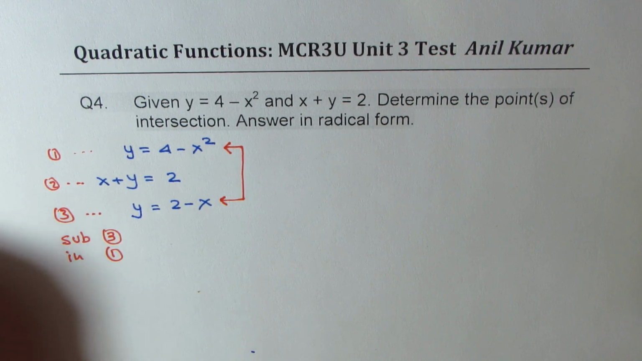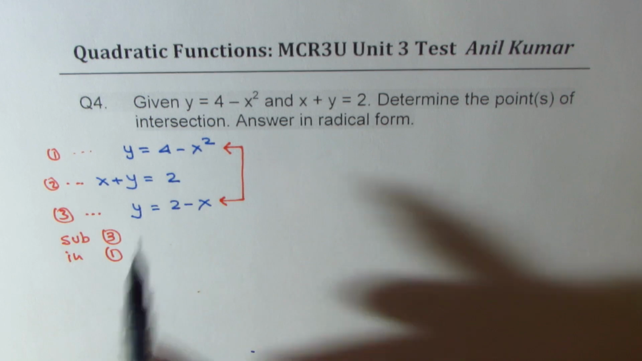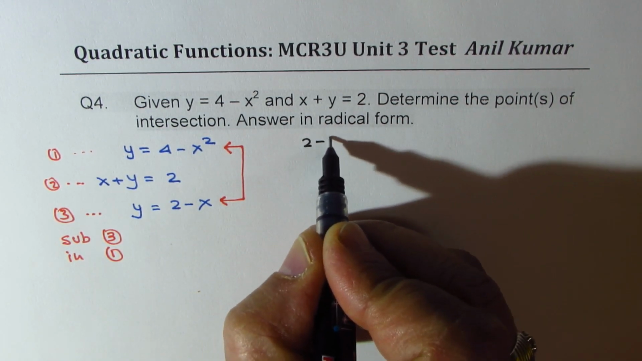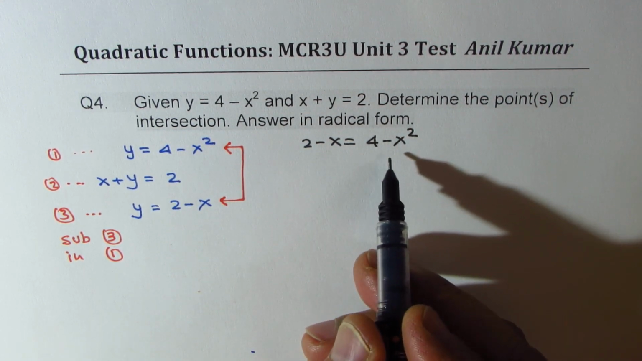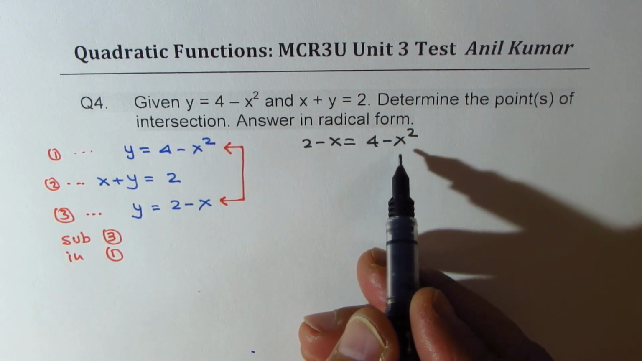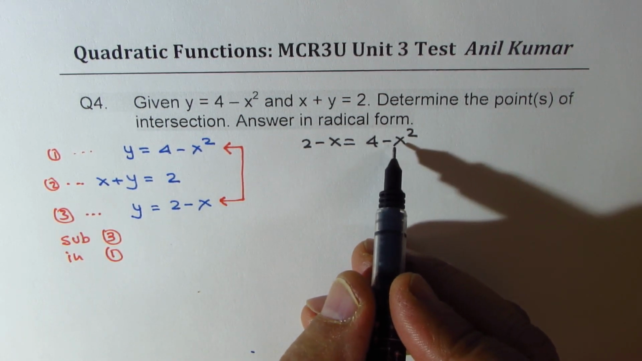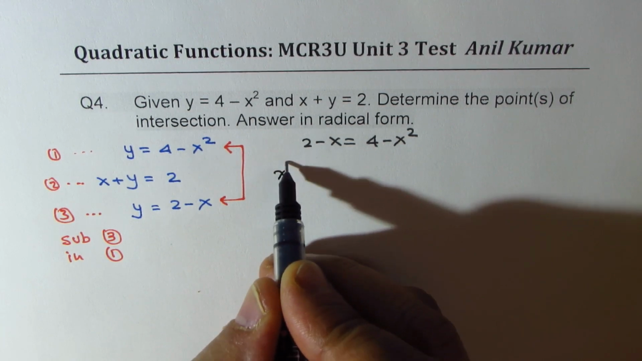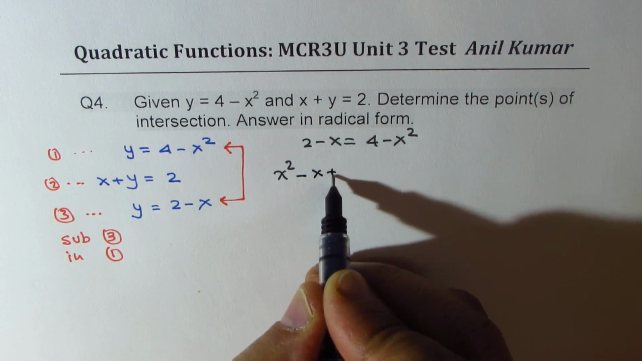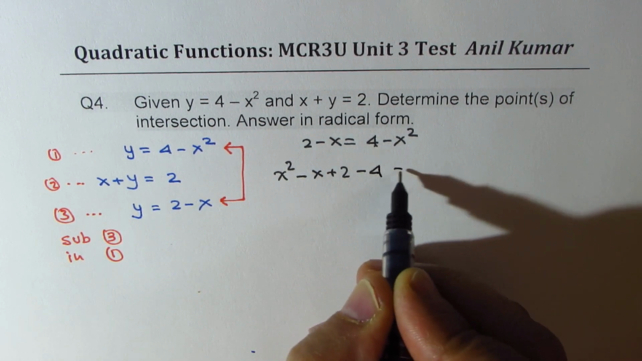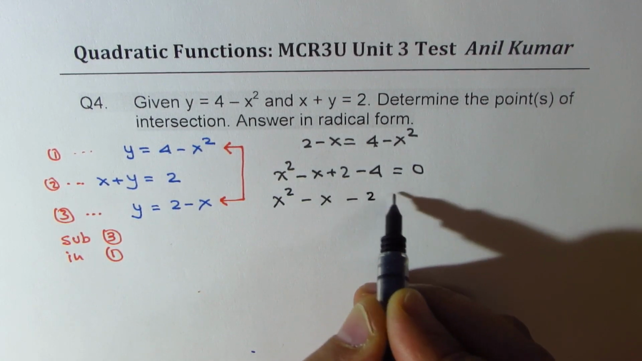So if you do that, what do you get? You get 2 minus x equals 4 minus x square. So let me write here, we get 2 minus x equals 4 minus x square. So we get a quadratic equation, right? Bringing x square to the left side, we always want to keep this positive. This is very important to understand. So we get x square and then we already have minus x here plus 2. We'll bring 4 here, so we get 0. So the equation becomes x square minus x minus 2 equals 0.